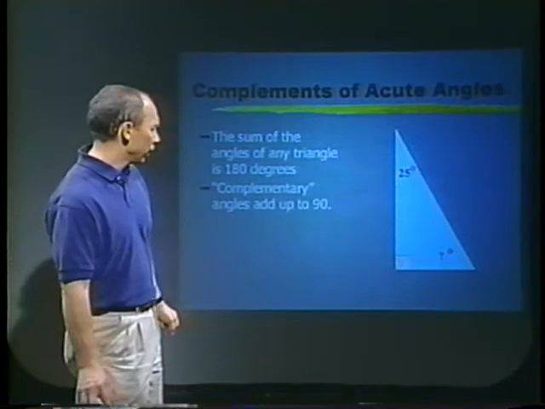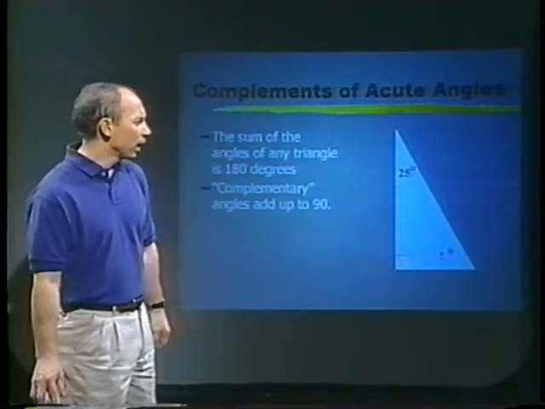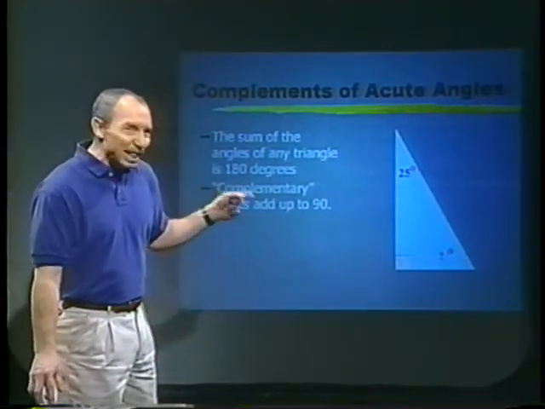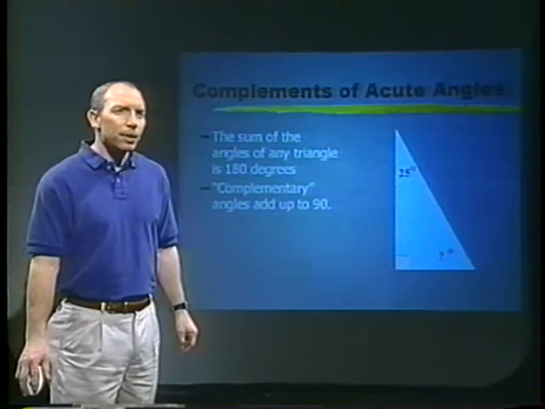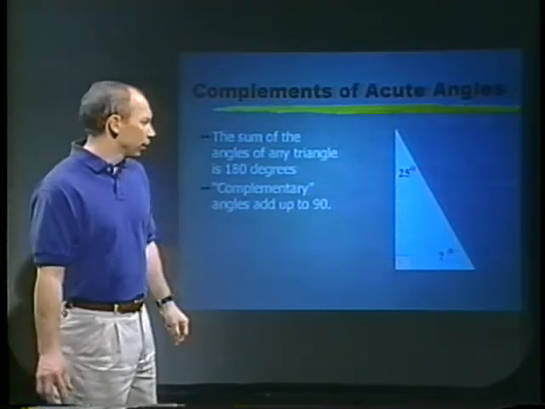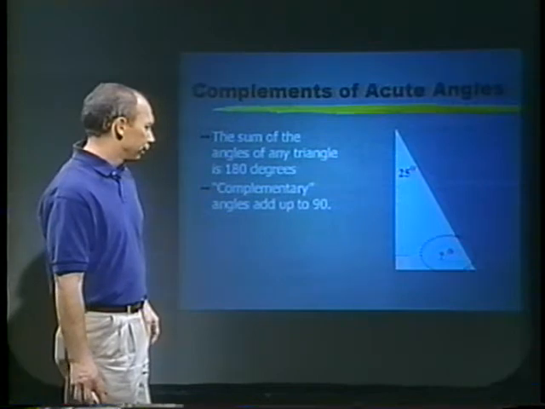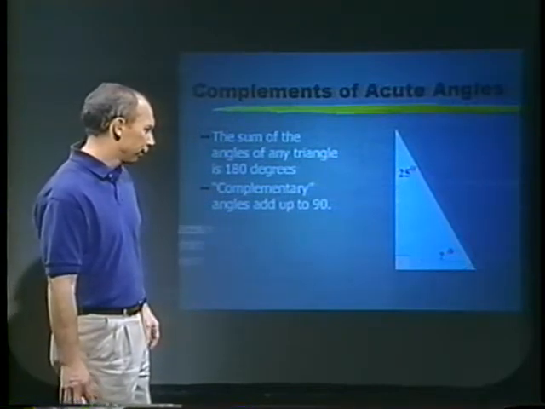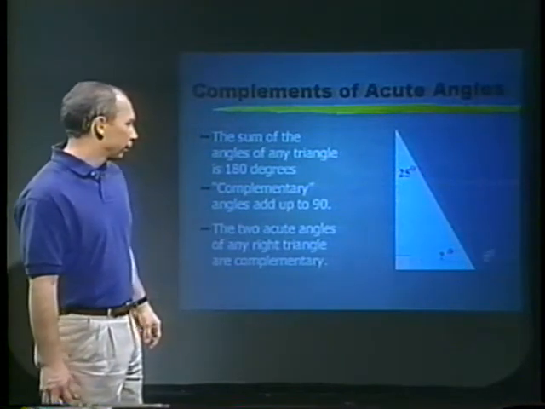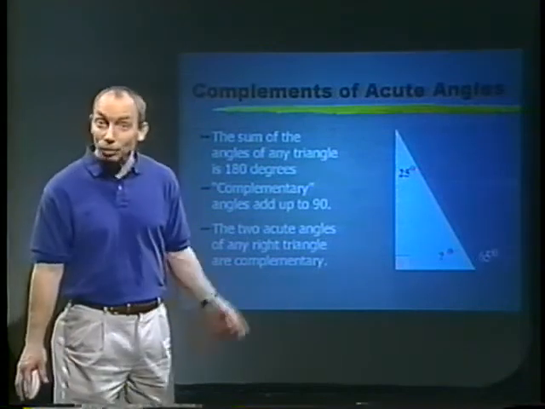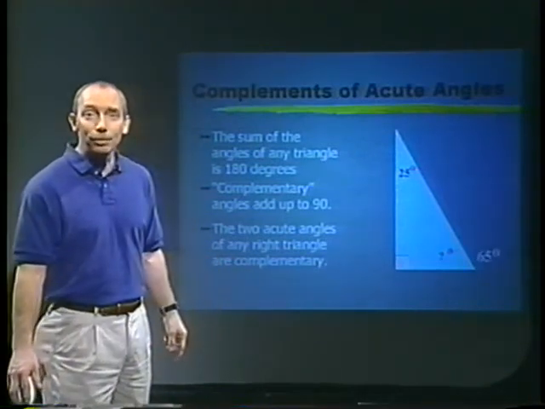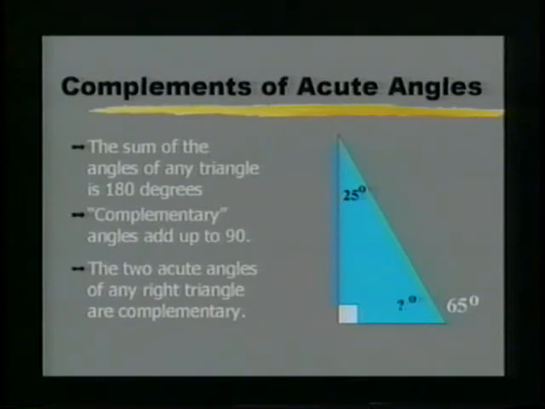For instance, in this example, I've got a right triangle with 25 degrees here. But I don't know that other angle. I can figure it out, though. It has to add up to make 90. What would that be? 65 degrees. Subtract 25 from 90, and you'll know, because they have to be complementary. That makes all three of them add up to 180.